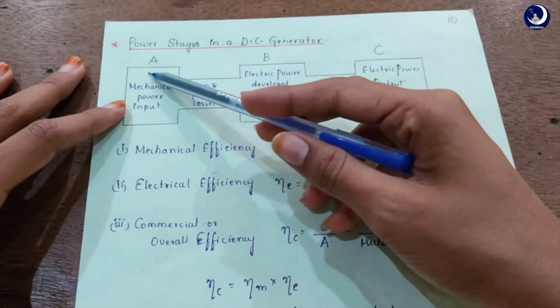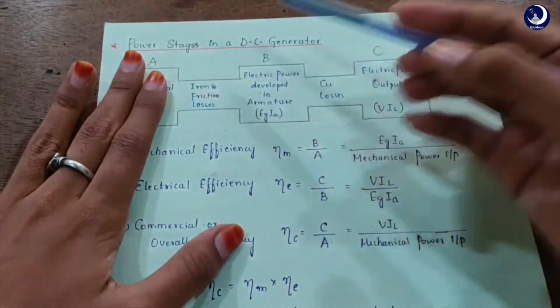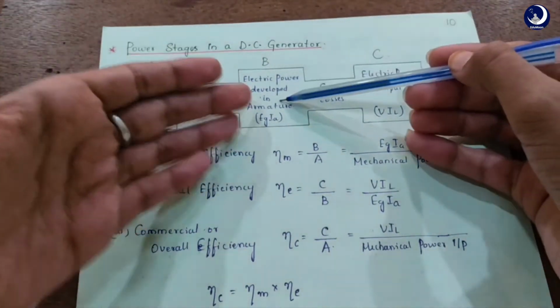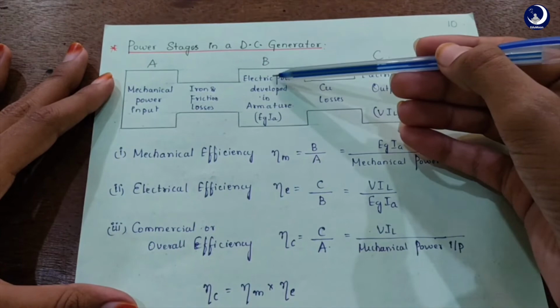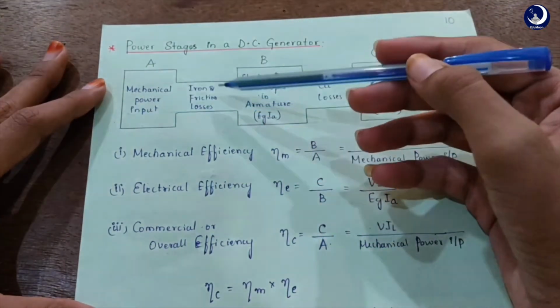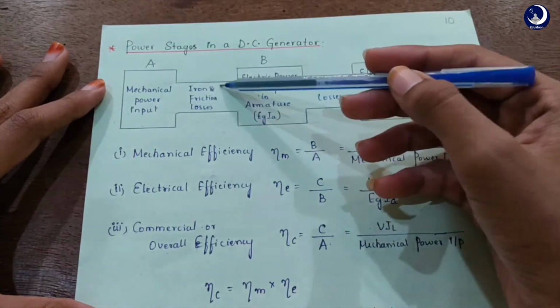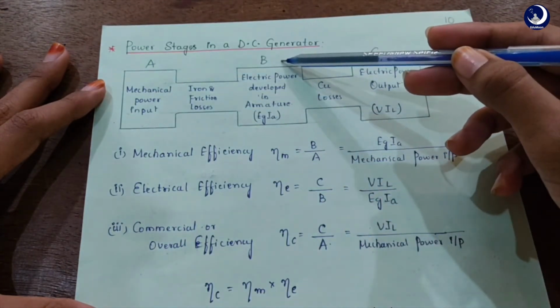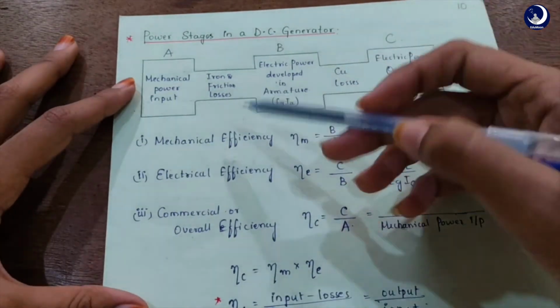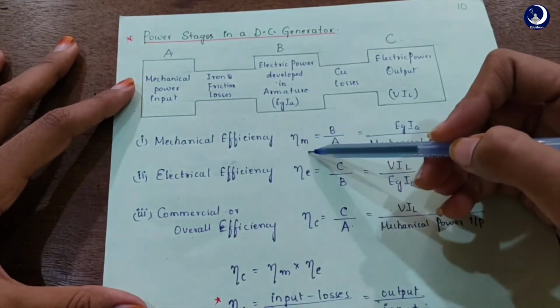This is the mechanical power input A, and this is the electric power output C. In between we have the electric power developed in the armature B. Between A and B there are iron and friction losses, and between stages B and C there are copper losses. So what is the mechanical efficiency Nm?